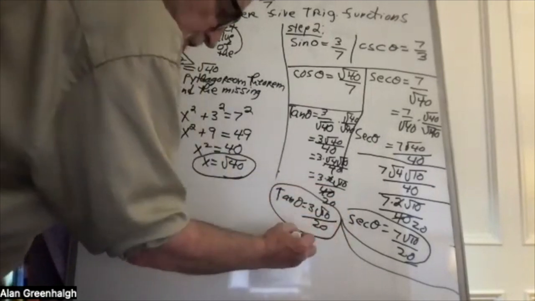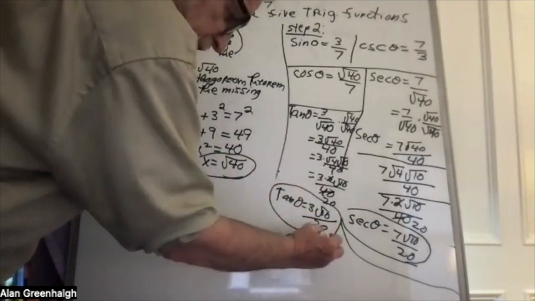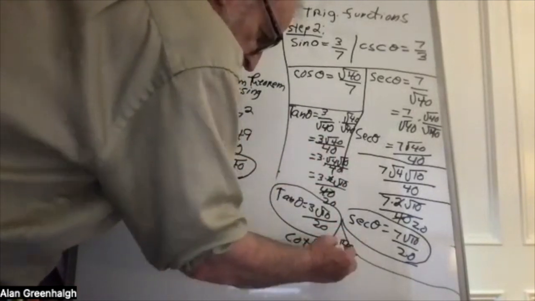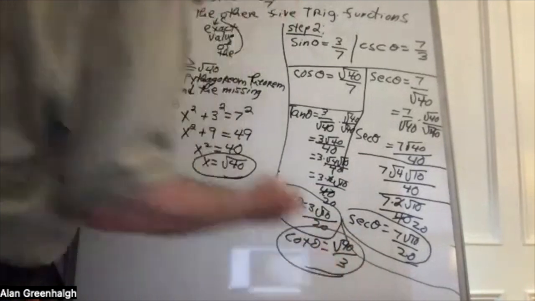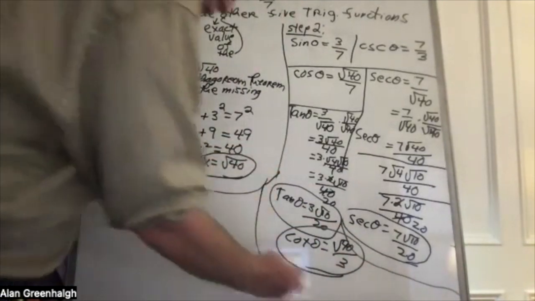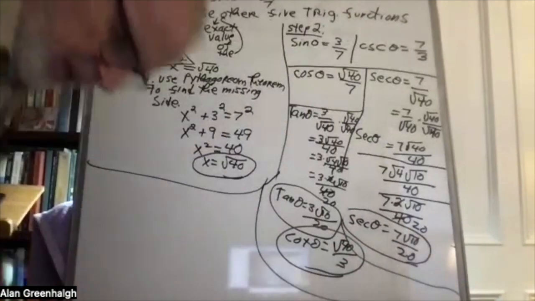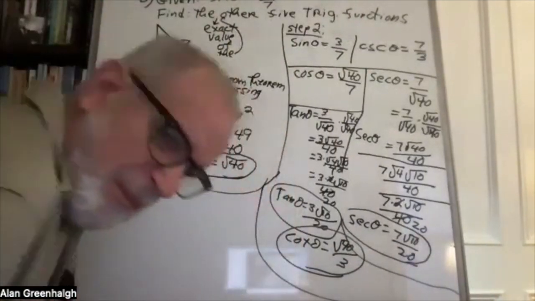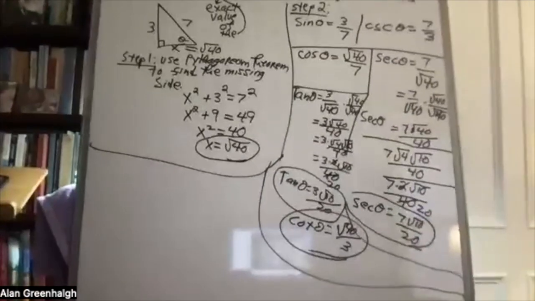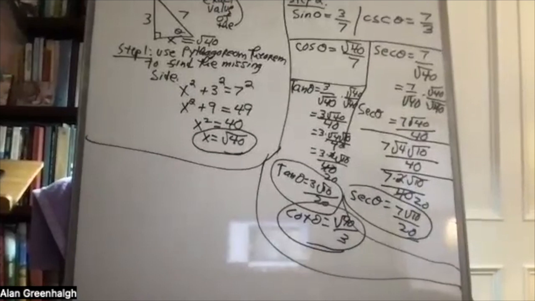Okay, and the cotangent, which we got rid of to make room for the other thing, was the square root of 40 over 3. This is the answer to the question right here. All these things north of this line. I want to get everything in.